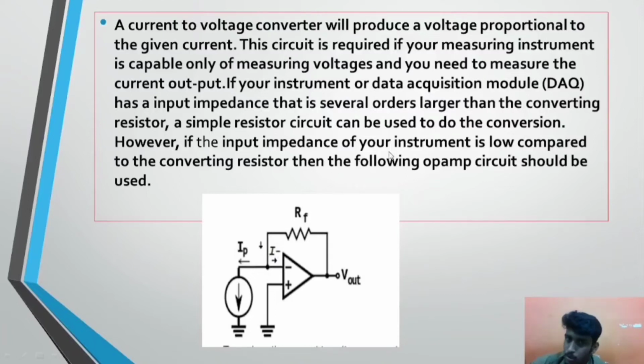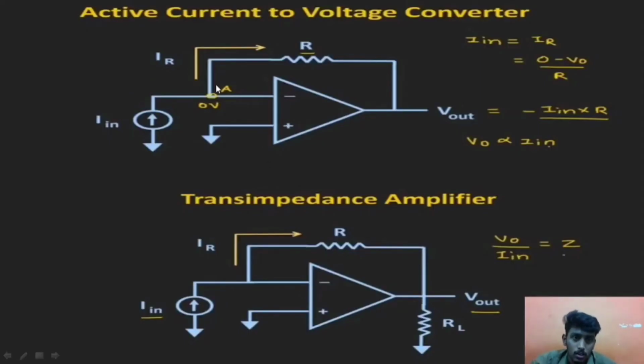If the input impedance of your instrument is low compared to the converting resistor, then the following op-amp circuit should be used. This circuit should be used for the current to voltage converter as the active current. Let us go to the next slide.